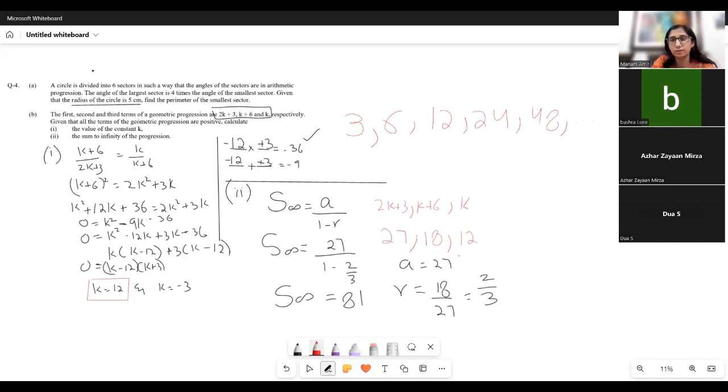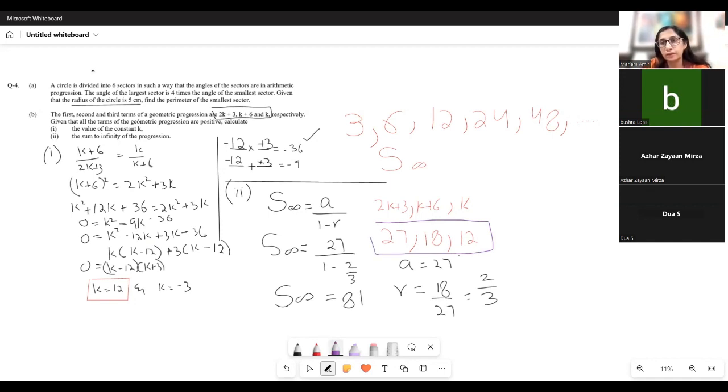This one cannot have a sum to infinity, because if you keep adding all the terms, the answer will keep increasing. If you add the next term, it will increase. If you add the next term, it increases. So sum to infinity does not make any sense. Every value is bigger than the previous value, so the sum of all the values would actually be infinite. But sum to infinity will only be asked if you have a series that is decreasing.